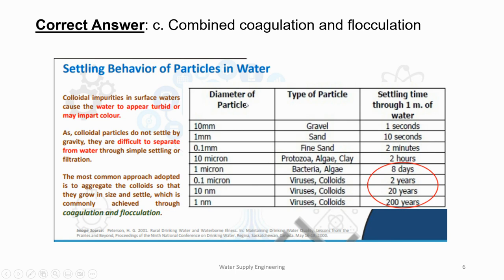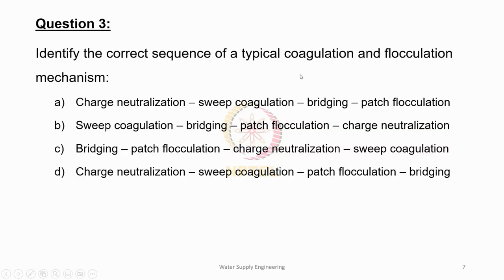So, if we consider the diameter of the particle and settling time, we can see that when the diameter of the particle is decreasing to 1 nanometer, that is the colloidal size, it takes around 8 days to 200 years to settle through 1 meter of water. Through a depth of 1 meter, if it has to settle, it will take days to years. So, forcefully we have to make them settle. That process is combined coagulation and flocculation.